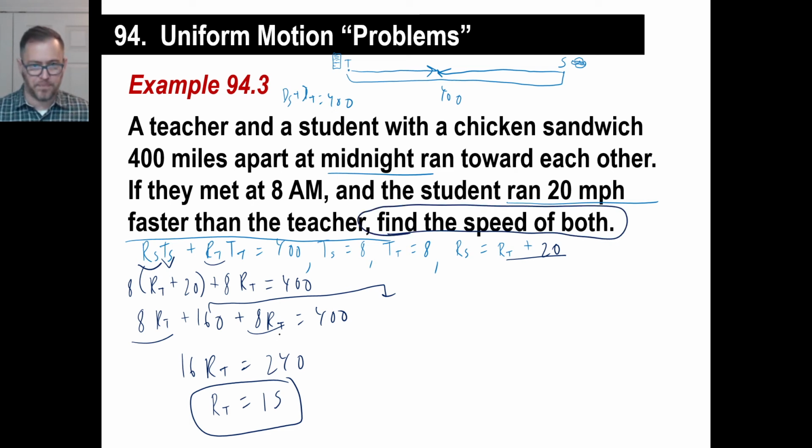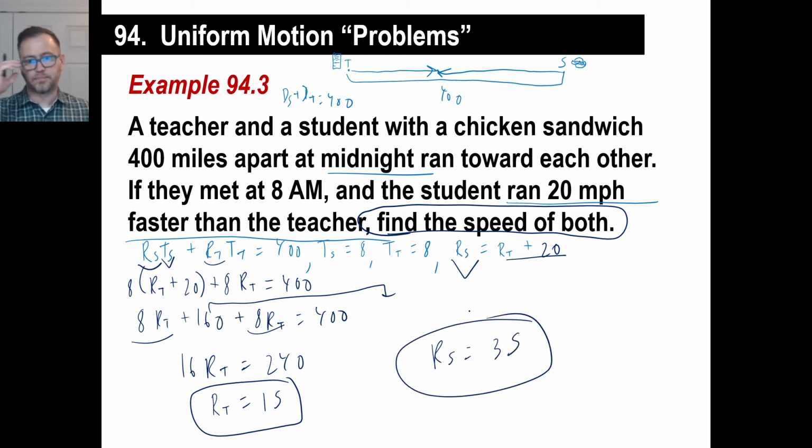If the rate of the teacher is 15, they tell you, find the speed of both. We did that. Well, how do you find the speed of the student? Well, the speed of the student is that plus 20, so the rate of the student would be then 35. And there you go.